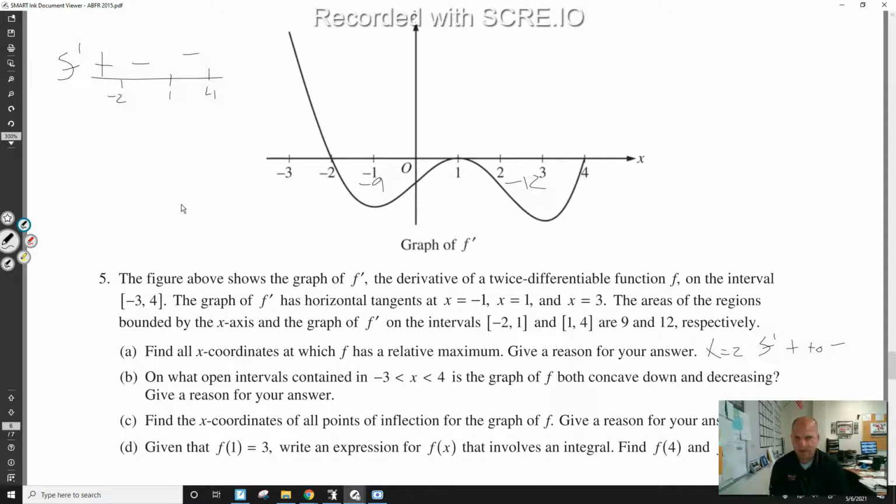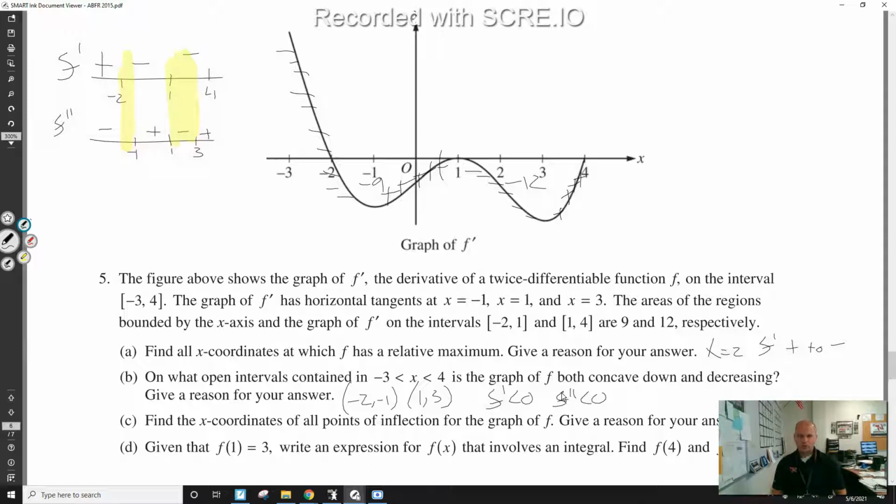When are we both concave down and decreasing? Well, we're decreasing from -2 to 4 pretty much. When are we concave down? When the slopes of the tangents of f prime are negative: negative slopes until -1, positive slopes until 1, negative slopes until 3, positive slopes after 3. Concave down and decreasing: -2 to -1, 1 to 3. Give a reason for your answer. F prime is negative, f double prime is negative on those intervals.